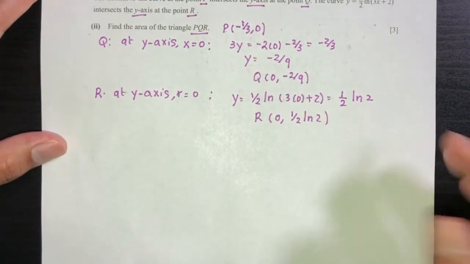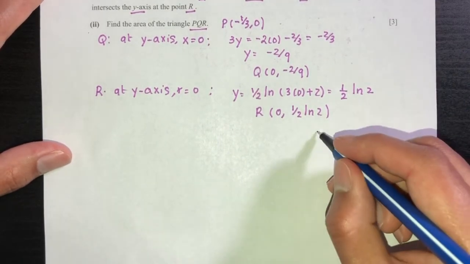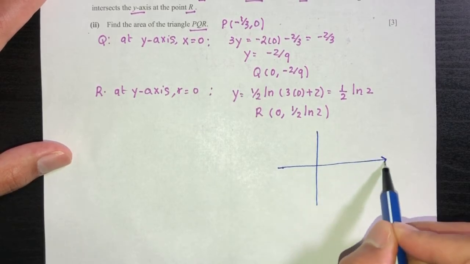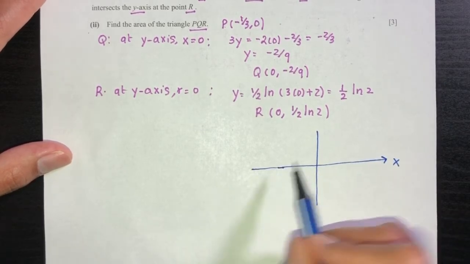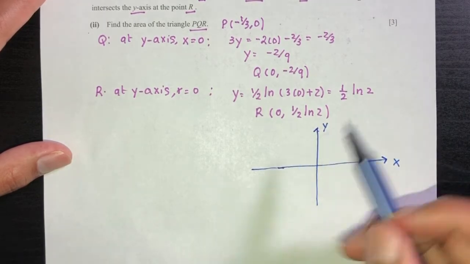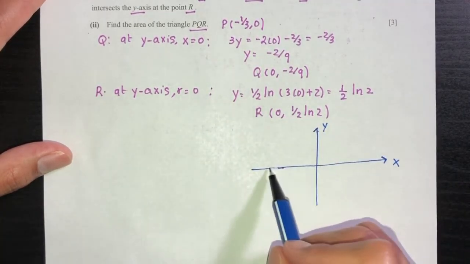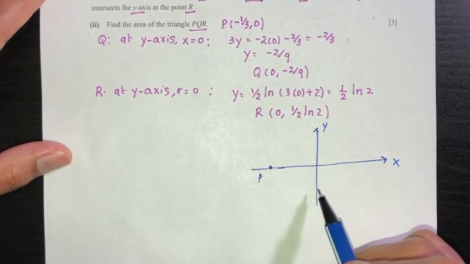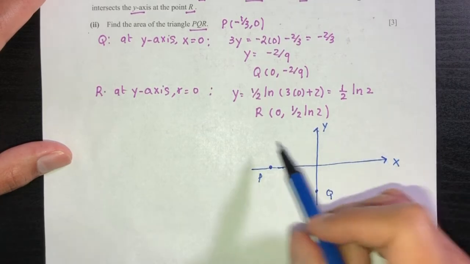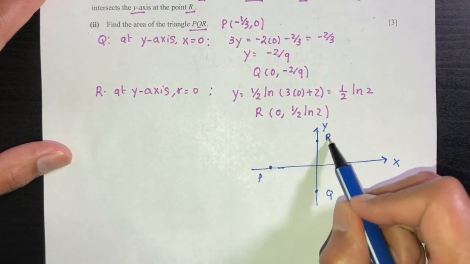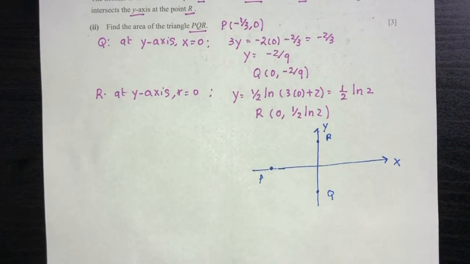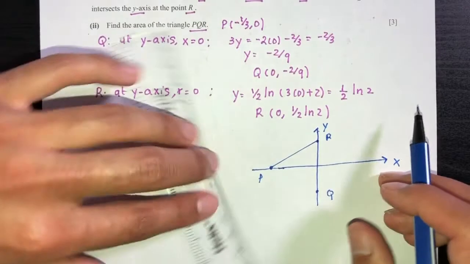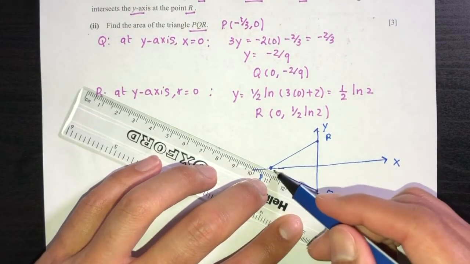One method I would like to use here is a visual method. We can use a graph. This is your y, and let's say this is your x-axis. Let's say the point P is minus 1 over 3, 0. Your point Q will be right here, and your point R will be right here. So if you join all three together, you will form your triangle PQR, right? So as you can see, this is your triangle PQR.